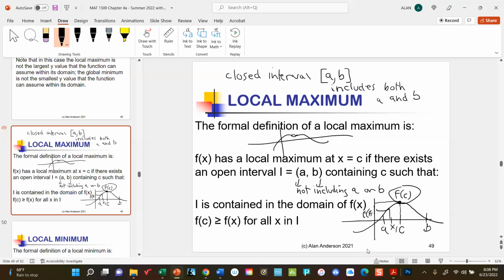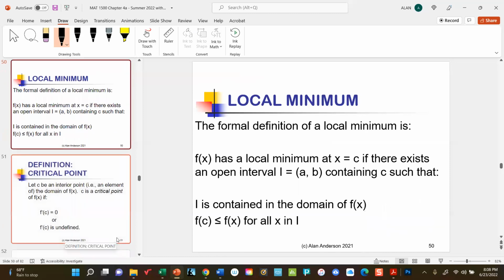Again, it has to be defined with respect to an interval because there can be more than one local maximum. Now, the local minimum is just, everything is exactly the same. The only thing that got changed is right here. So that you're looking at something like this now.